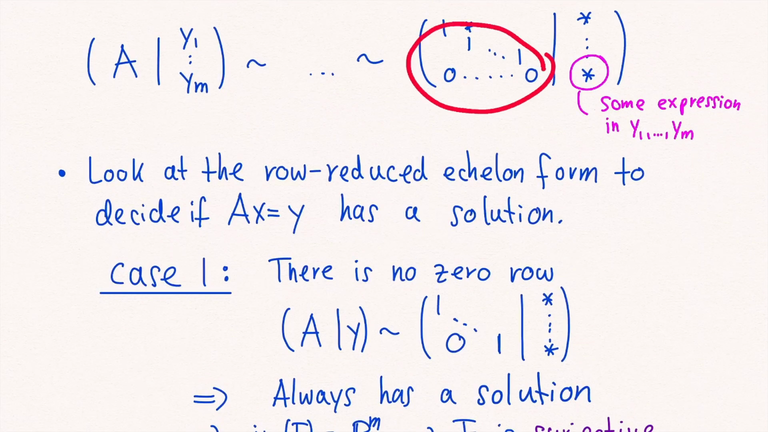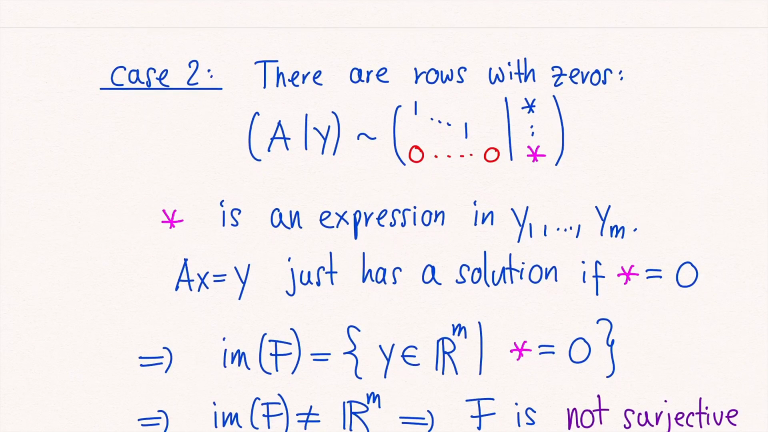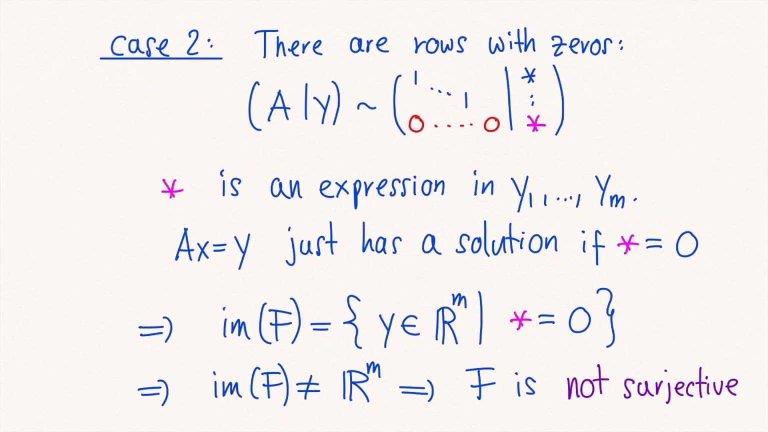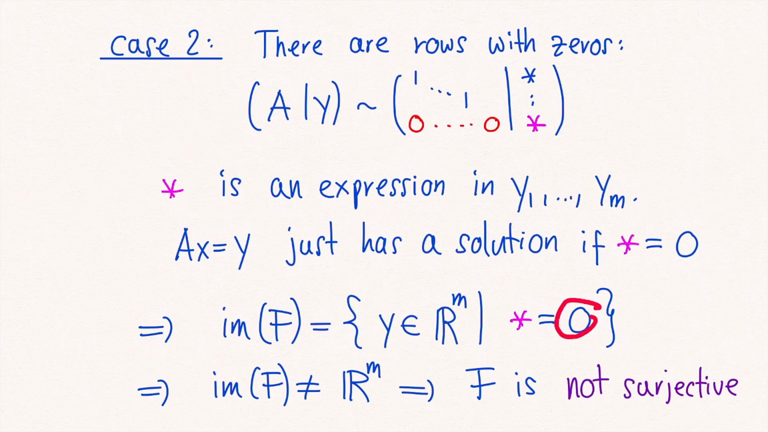So if there are no 0 rows here, well, in this picture there is a 0 row, but if there are no 0 rows, then it's always surjective. But in the second case, if there's a 0 row, for example if the last row is completely 0, then in the same row there will be some expression which depends on the y's. And then the corresponding linear system just has a solution if this expression is 0. So the image of F will be given by all vectors in Rm which satisfy that this expression is 0.